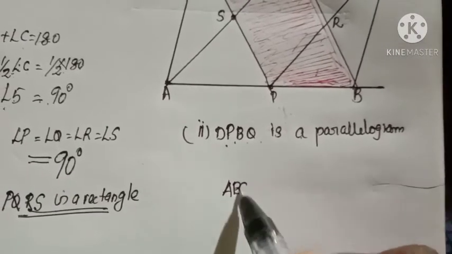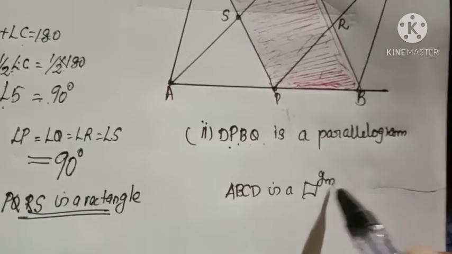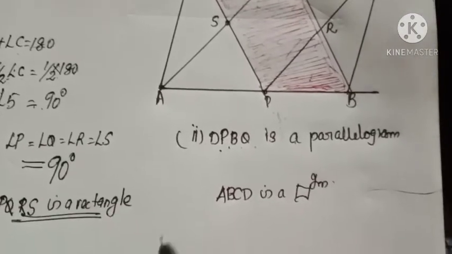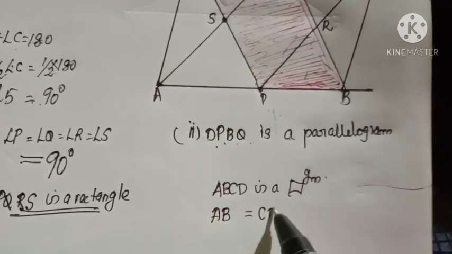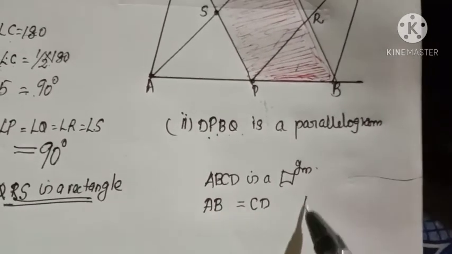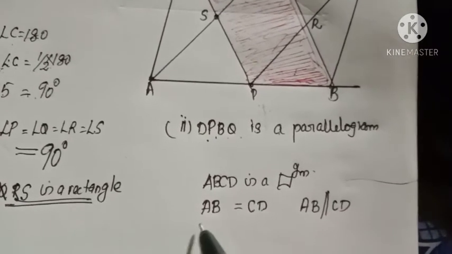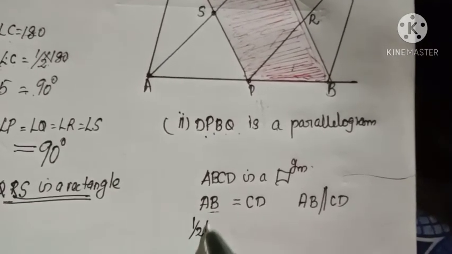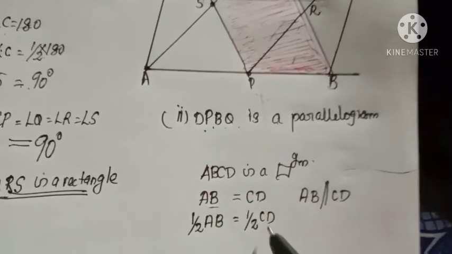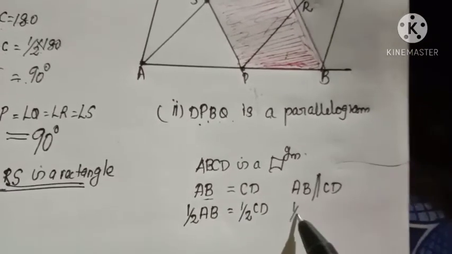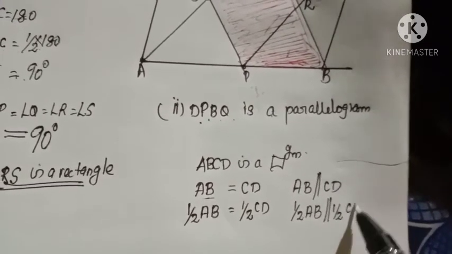ABCD is a parallelogram means opposite sides are equal and parallel. So take one pair of opposite sides. AB equal to CD and AB is parallel to CD. Again here multiplying by half on both sides. Half of AB equal to half of CD. Similarly here, half of AB is parallel to half of CD.